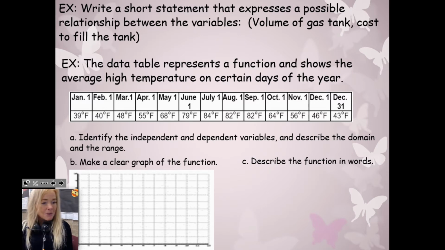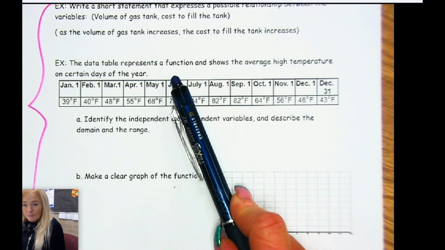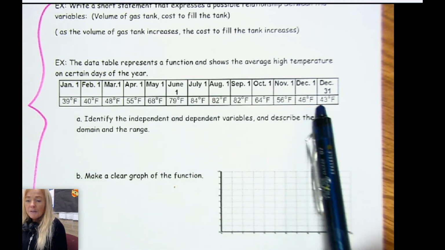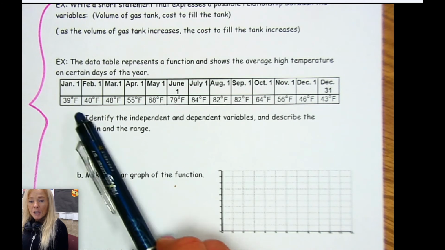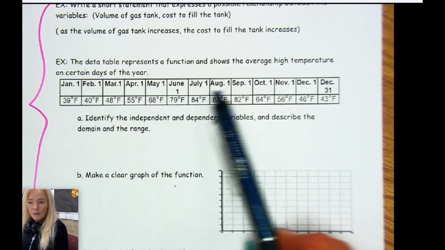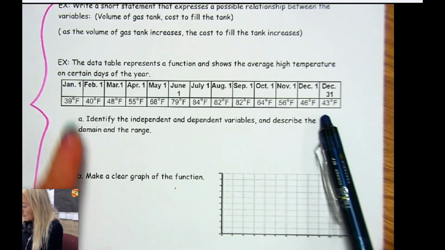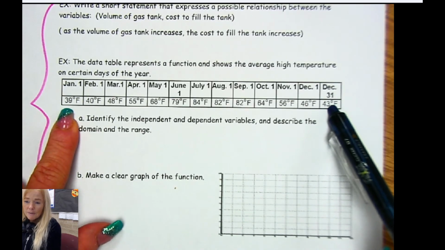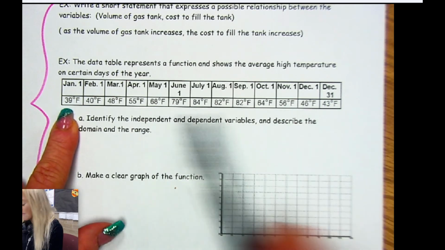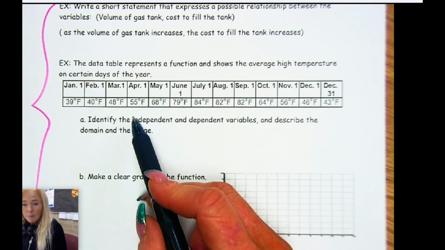And then we're going to go to the paper to do the next function. The data table that you see here represents the function and shows the average high temperature on certain days of the year. So you have January 1st, note they're all the first, and then you have December 31st. And there's quite a difference between December 31st and January 1st, even though they're a day apart, right? There are several times where we have at least a 4-degree change in the temperature.